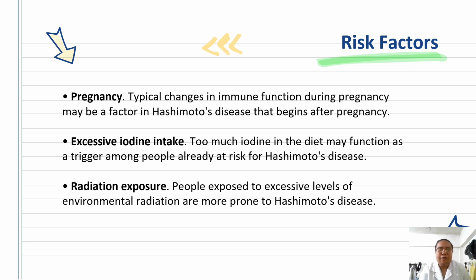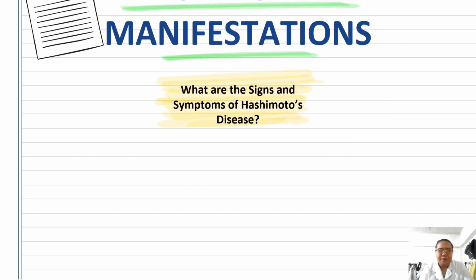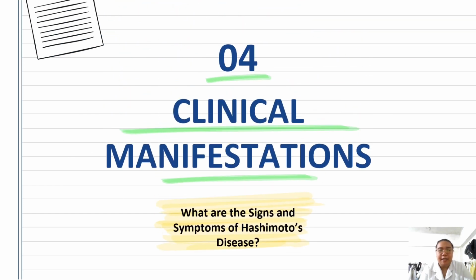Then lastly, for the risk factors, we have radiation exposure. People exposed to excessive levels of environmental radiation are more prone to Hashimoto's disease. Then the last part of my report is the clinical manifestations, or the signs and symptoms of Hashimoto's disease.